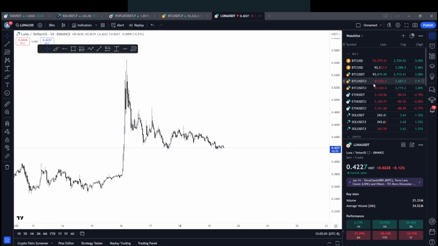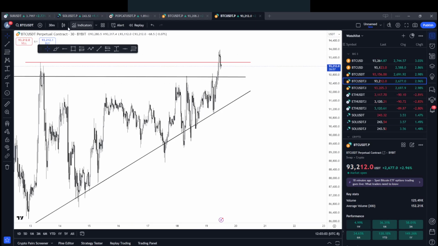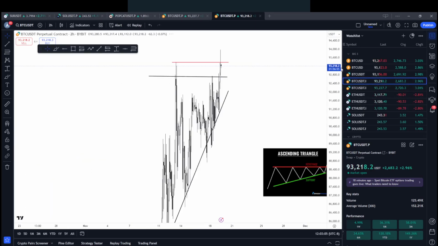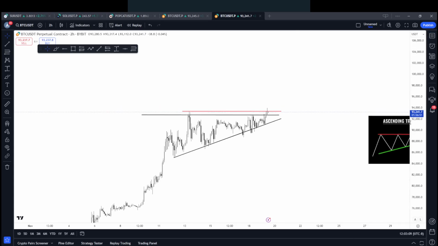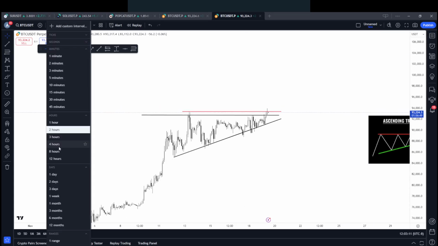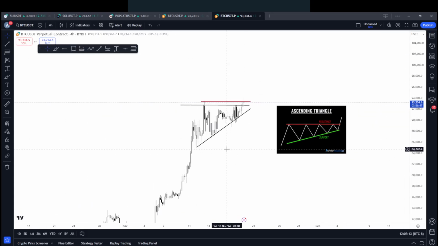All right, let's take a look at Daddy BTC. So we can jump on this from time frame to time frame here. So Bitcoin is in an ascending triangle currently.